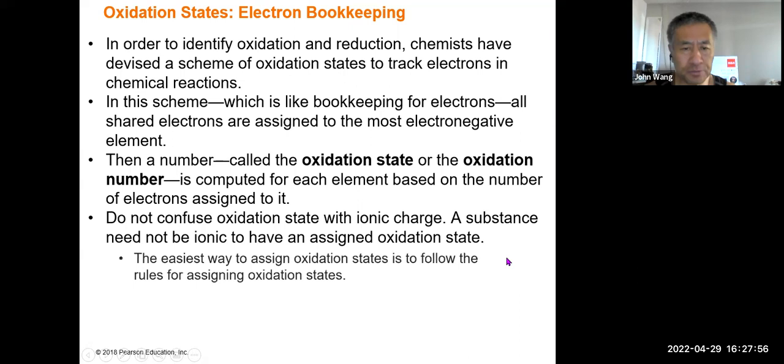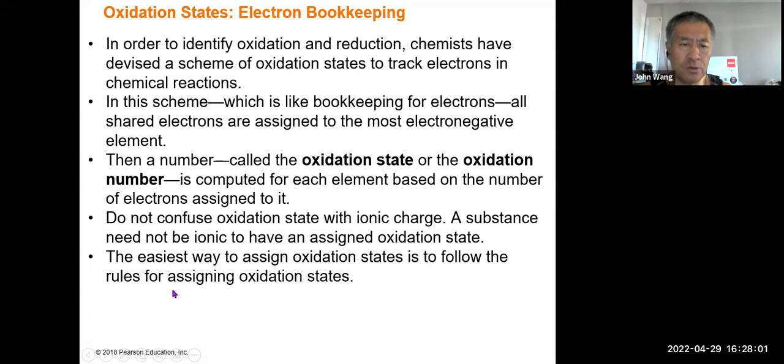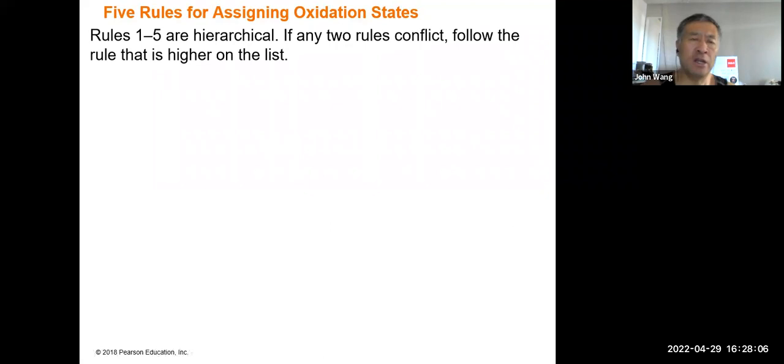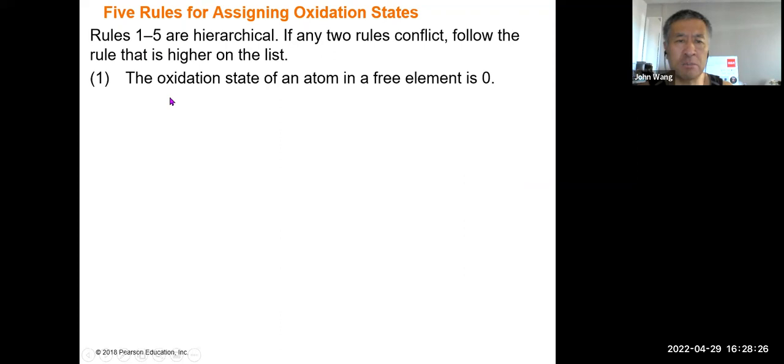The easiest way to assign oxidation states is to follow the rules for assigning oxidation states. There are five rules, rules 1, 2, 3, 4, 5, and they are hierarchical. If any rules conflict, follow the rule that is higher on the list. Higher means the number is smaller, so rule 1 has the highest priority. Rule 1 refers to the free element. It says that the oxidation state of an atom in a free element is 0.